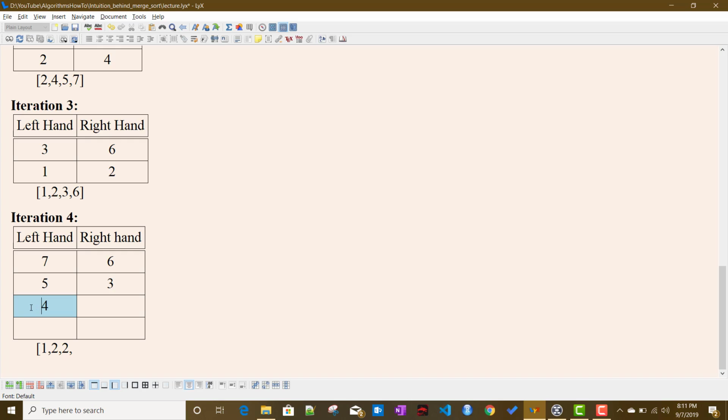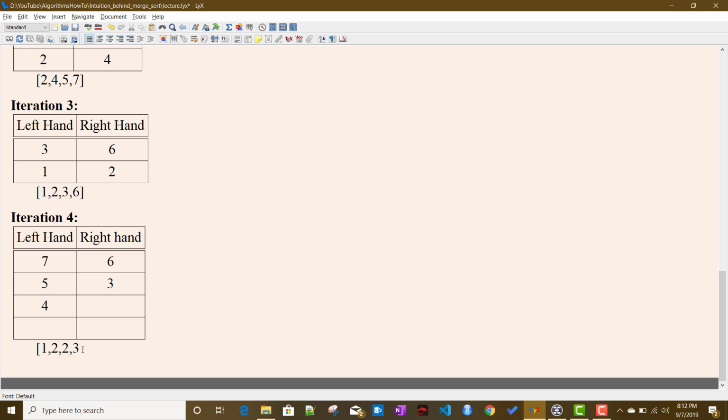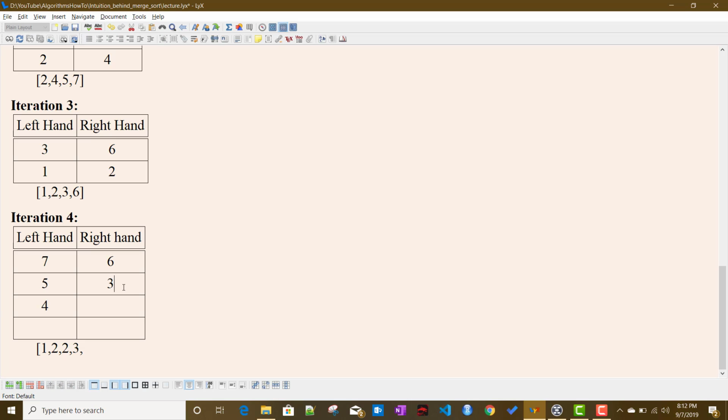So in our left hand we still have 4. Right hand we will pick 3. Which one is smaller? 3 is smaller. I will write 3 over here, right? So our right hand is getting emptied fast, right?